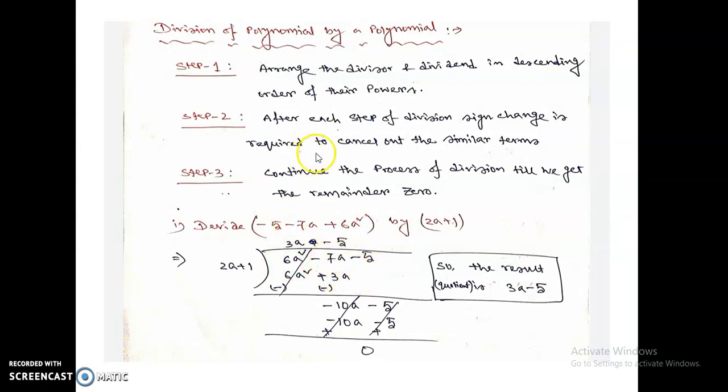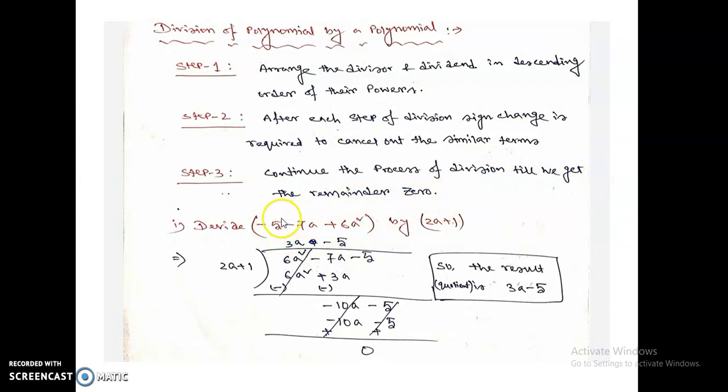polynomial expressions, in that case first we have to arrange the divisor and the dividend in descending order of their powers. Okay, so in the second step, in each step of the division a sign change is required to cancel out the similar terms, and in the third step, continue the process of division till we get the remainder 0.